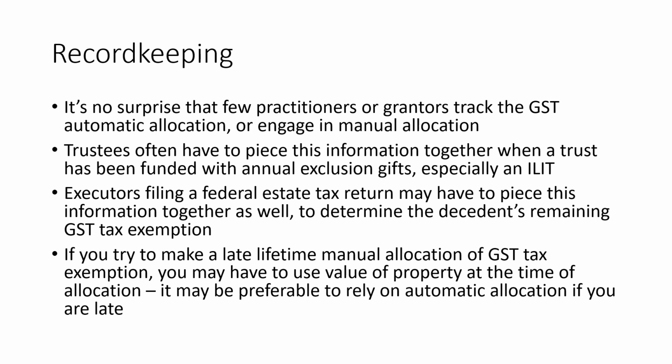Now, one of the catches to this is that if you try to make a late lifetime manual allocation of GST tax exemption, if you try to go back and get this corrected, you may have to use the value of the property at the time of the allocation. So it means you're going to be allocating more GST exemption than you would have if you just relied on the automatic allocation rules or manually allocated GST tax exemption at the time. So if you're late, it may just be better to let sleeping dogs lie and rely on the automatic allocation rules for the GST exemption.